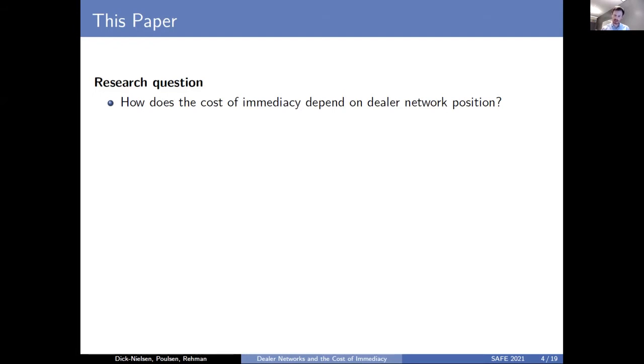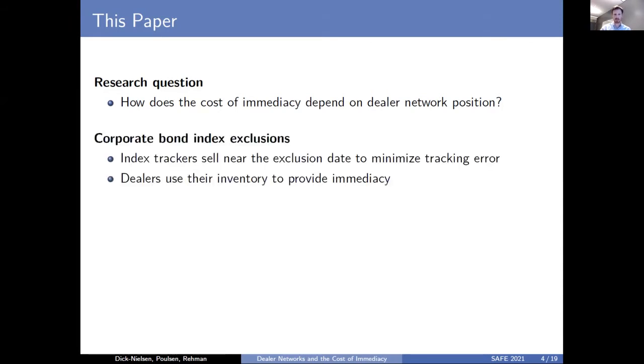So to identify the inventory management channel, we clearly have to use trades in which dealers are actively using their inventories. And to do so, we exploit a unique trading environment in the US corporate bond market by looking at corporate bond index exclusions. So in corporate bond markets, index trackers compete on having a low tracking error.